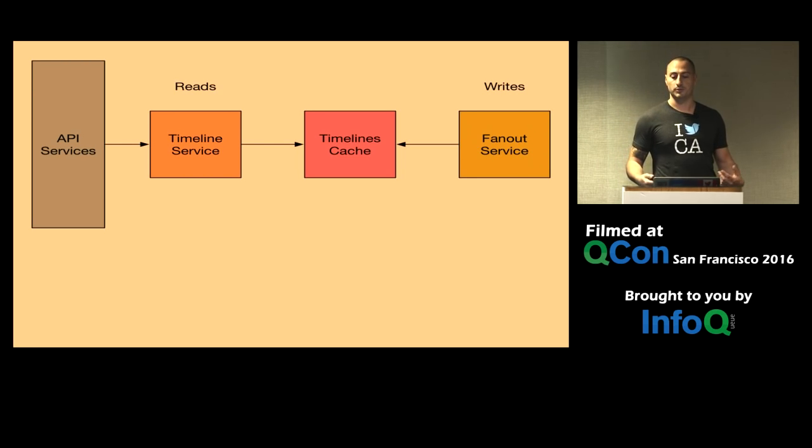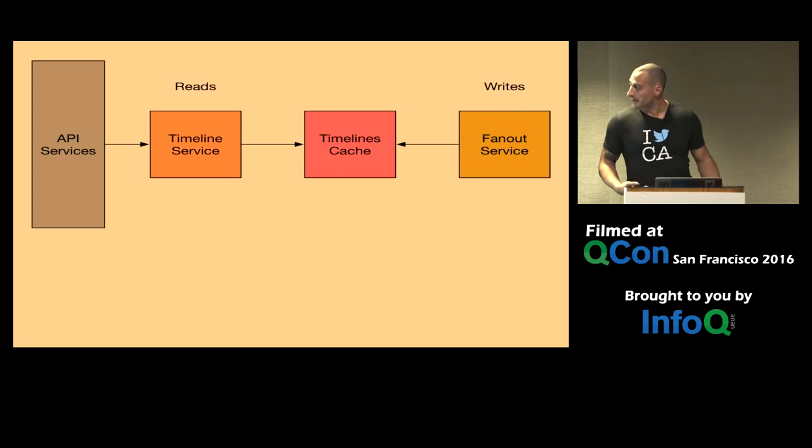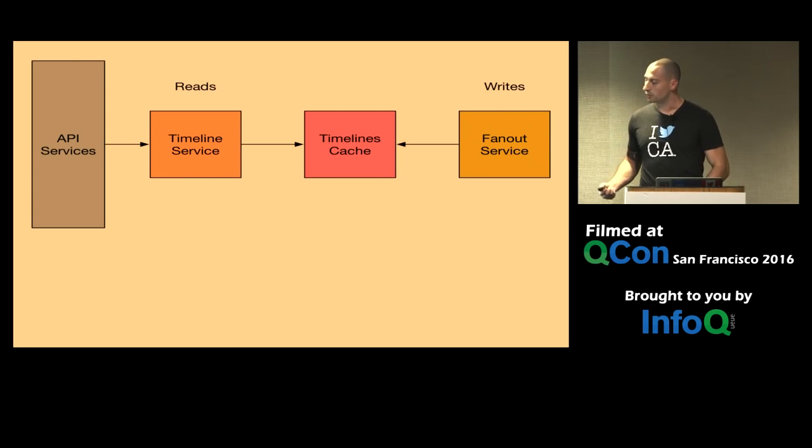Users issue reads for their home timelines through API services, which go to the timeline service, so named because it serves timelines. We're a microservice architecture, generally speaking, at Twitter, although I'll talk about that a little bit later. The timeline service for the home timeline, which is the main tweet stream for the user, reads from the timeline cache, and that is, of course, asynchronously updated at tweet time by the fan-out service.